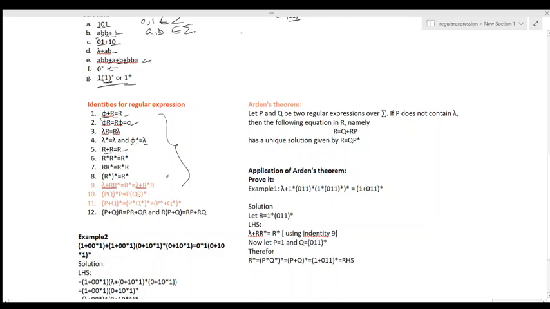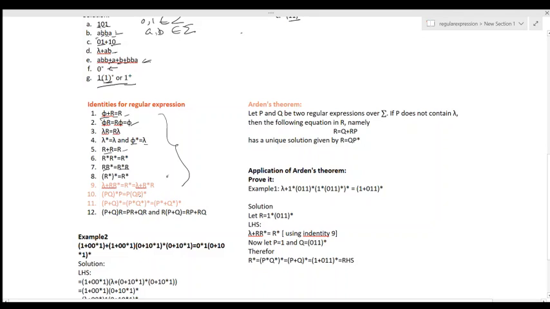R closure is equal to R closure. R closure, this is just the commutative nature. R closure, R double closure is the same. Now come the three very important identities. Lambda plus R closure is equal to R closure, or equal to lambda plus R closure.